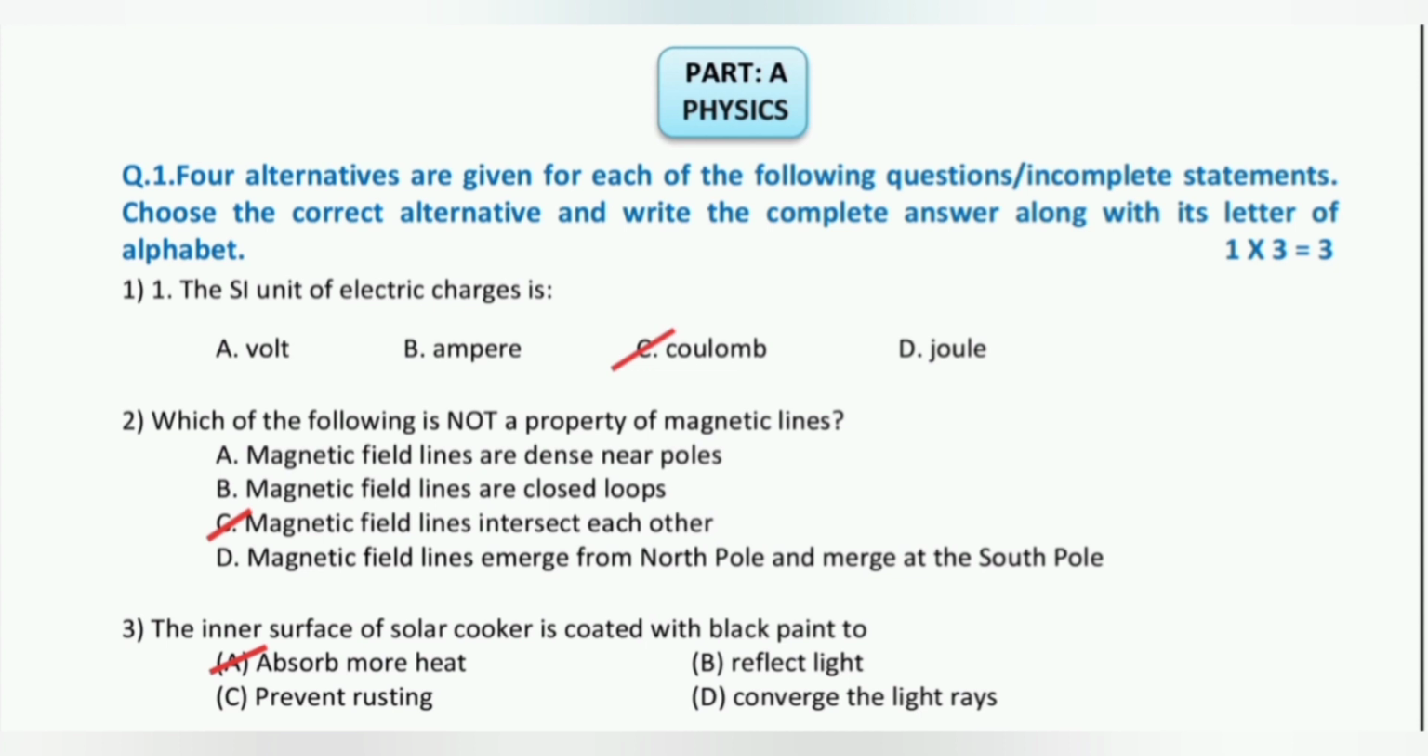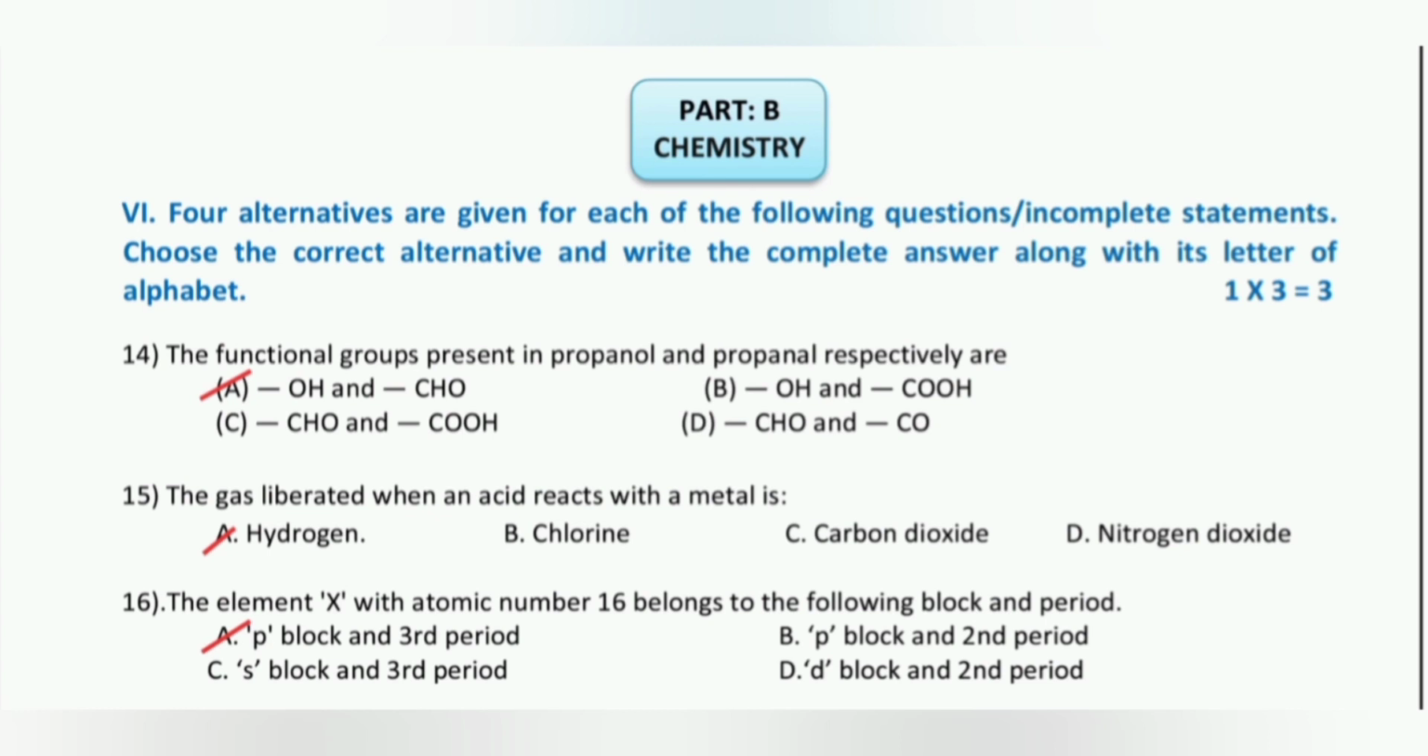Next question, the inner surface of a solar cooker is coated with black paint. The correct answer is option A, absorb more heat. The black paint or black body absorbs more heat than any other color, hence it is coated with black paint.